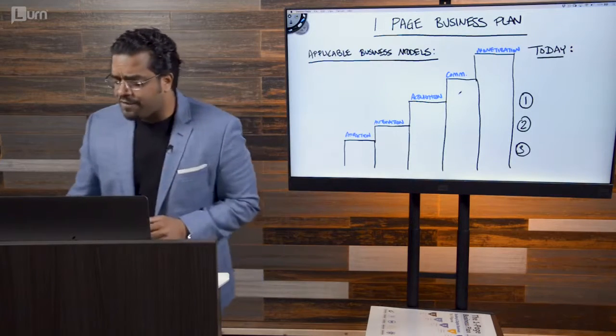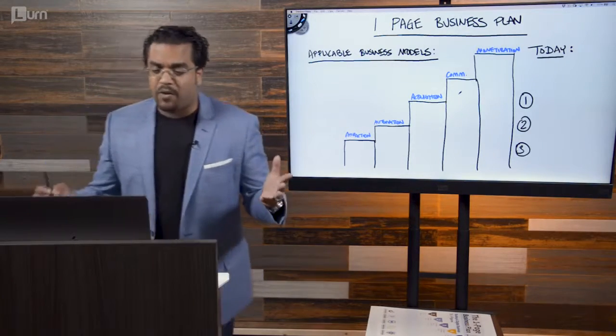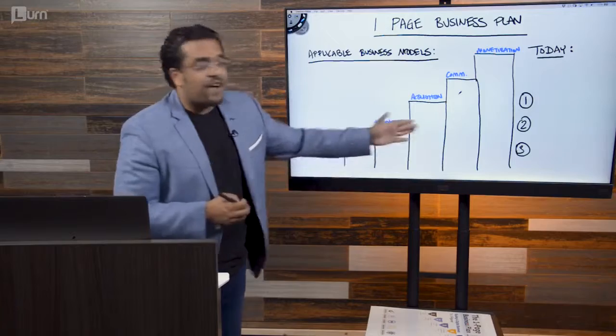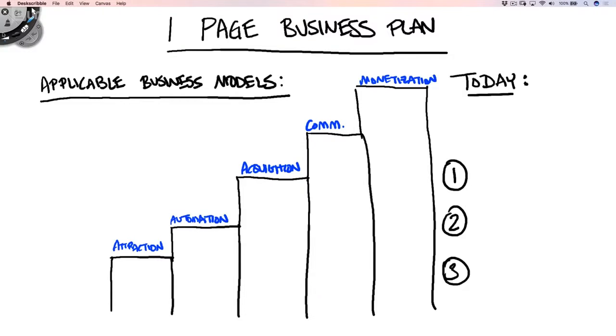So, first and foremost, what kind of business models apply? All of this stuff we're talking about: attraction, automation, acquisition, communication, monetization, the 5 spokes of a brilliant business. Which of these apply? Okay, so first of all, I'm just going to change something here real quick.